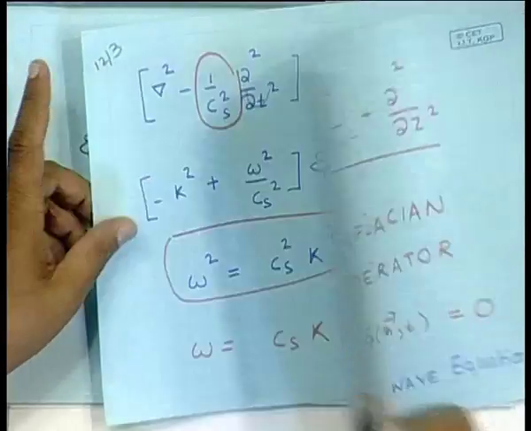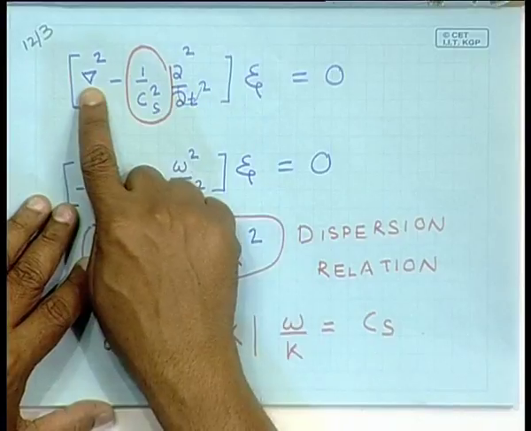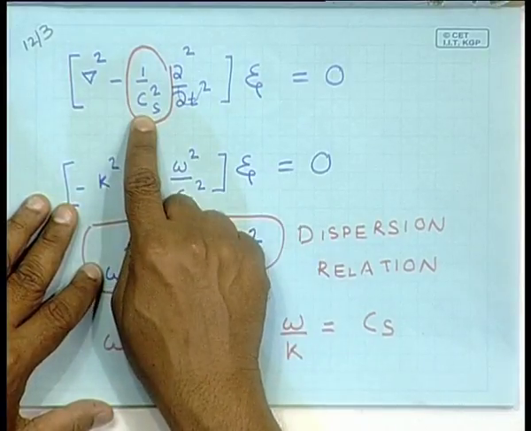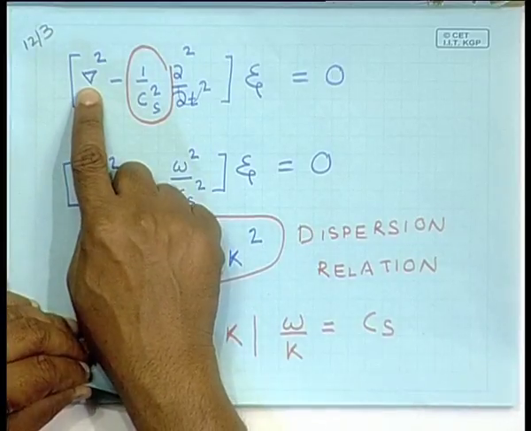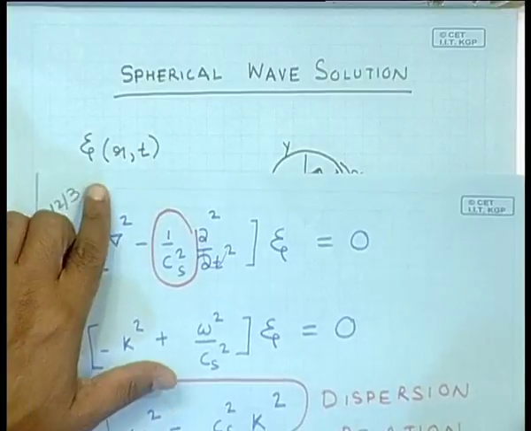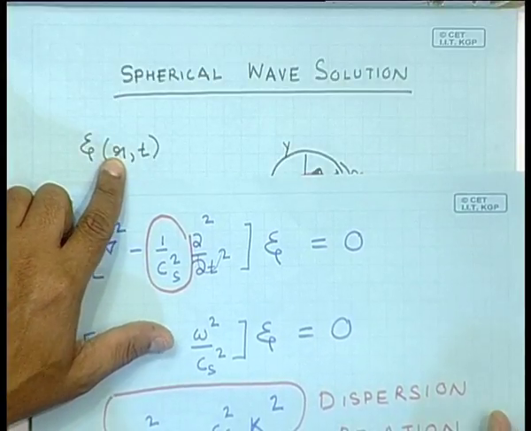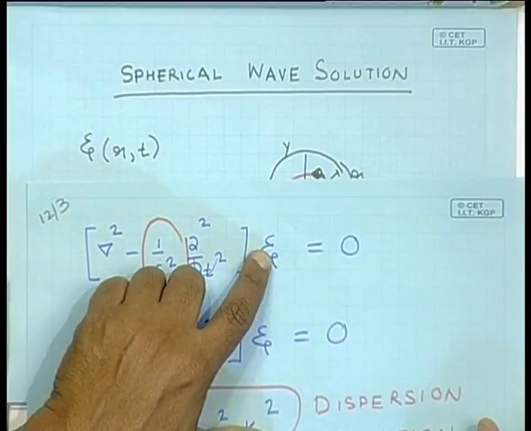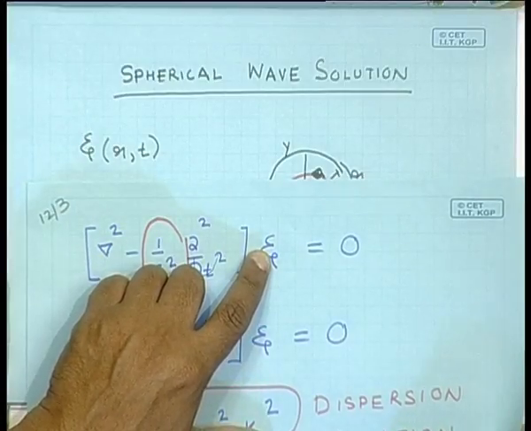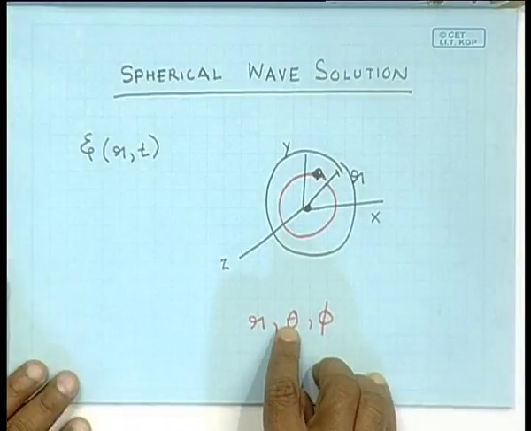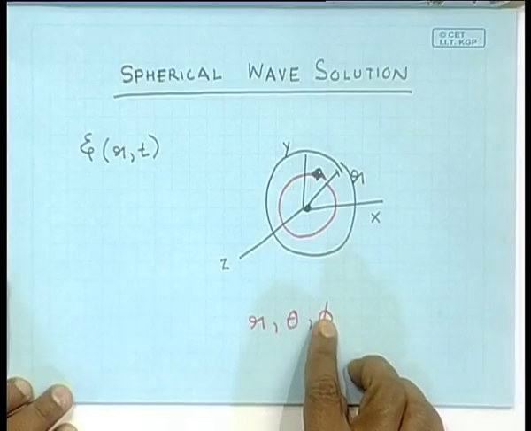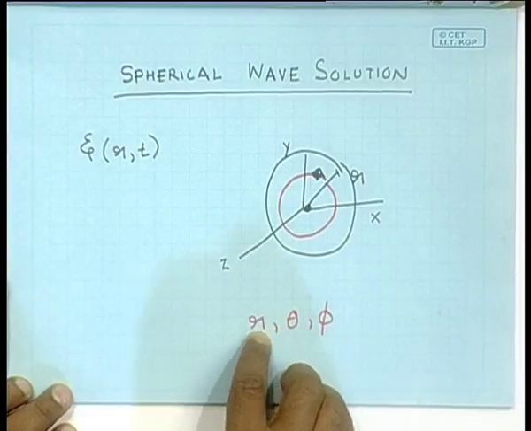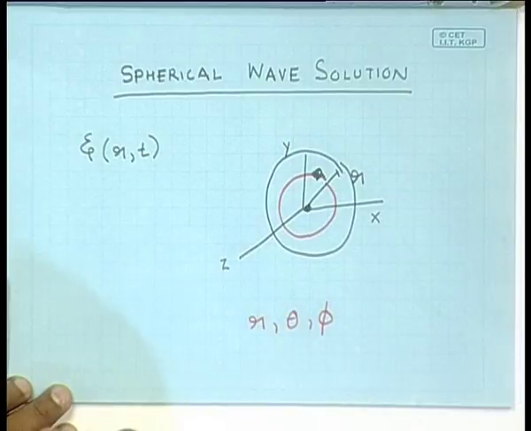Now the equation which we are trying to solve is this, the Laplacian of xi minus 1 by c square times the second time derivative of xi. When you have the Laplacian acting on xi, remember that xi has been assumed to be a function of r alone. So when the Laplacian acts on xi, the derivatives with respect to theta and derivatives with respect to phi are not going to matter. It is only the terms involving derivatives with respect to r which are going to be important.